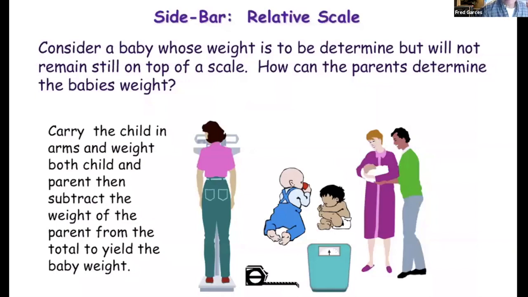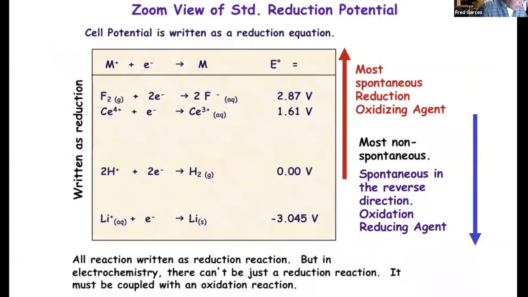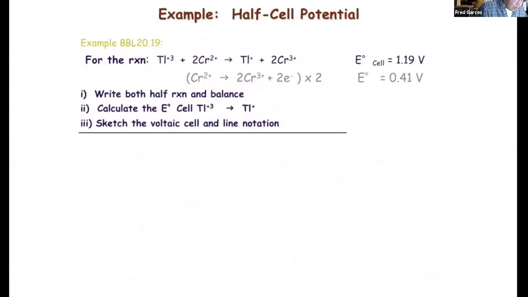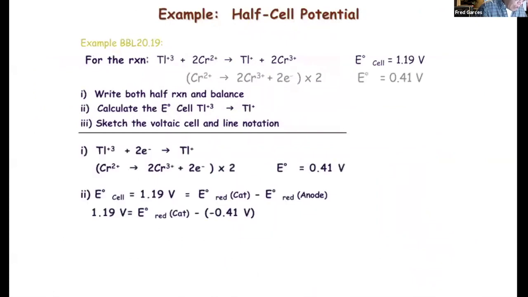That's the whole idea of this relative scale. You know what one is, you know what the net result is, and if you just take that difference, you know the answer to the one that you're looking for. That's what we have right here. These just show you how the standard reduction potential table is generated, and that's basically just some examples. So we're pretty much done with this part.